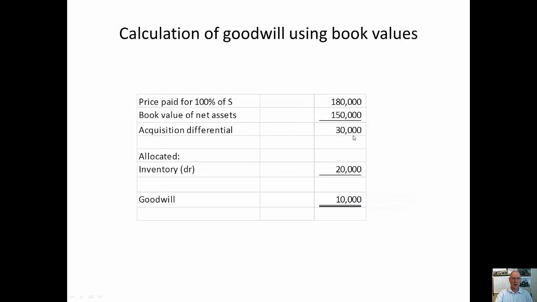So here's the second calculation. You paid $180,000, subtract book value of net assets, gives you a $30,000 acquisition differential. $20,000 of that is used up by an increase in inventory, leaving you goodwill of $10,000, which is the number we calculated before.